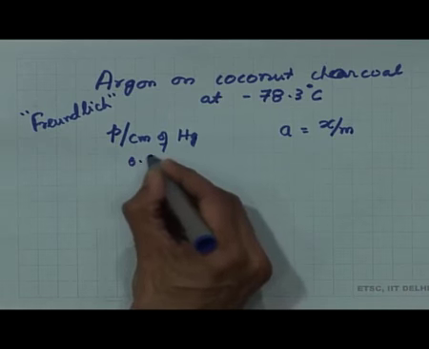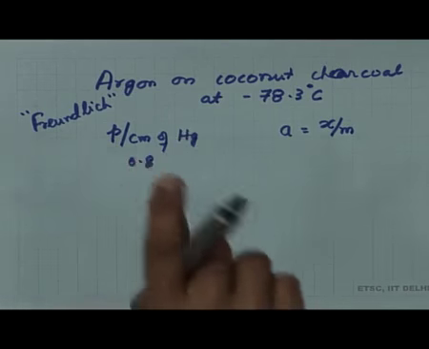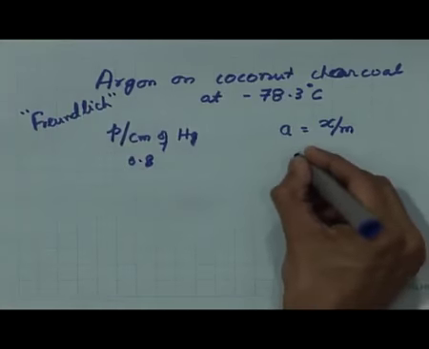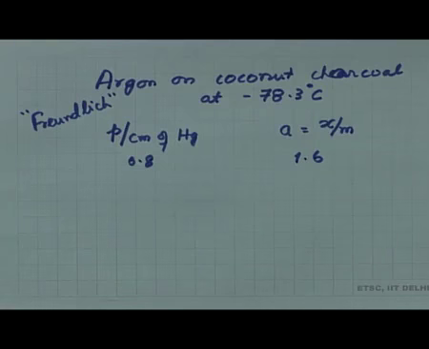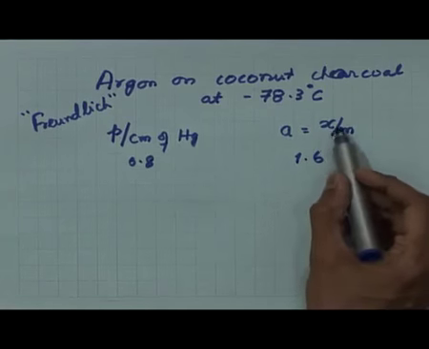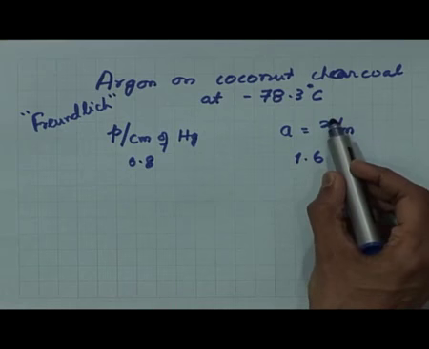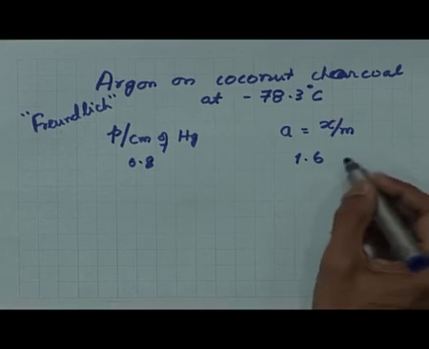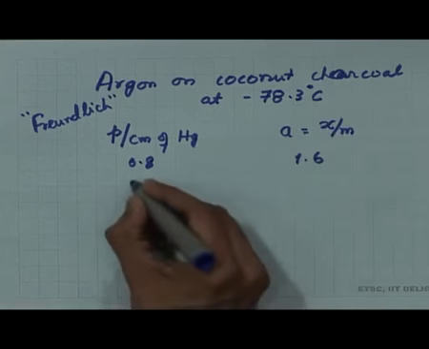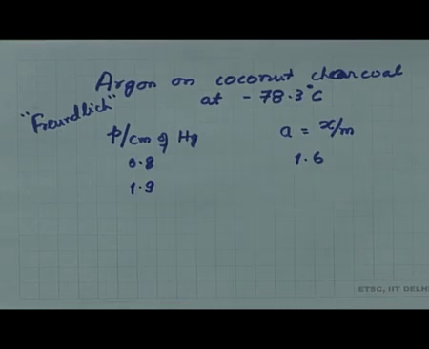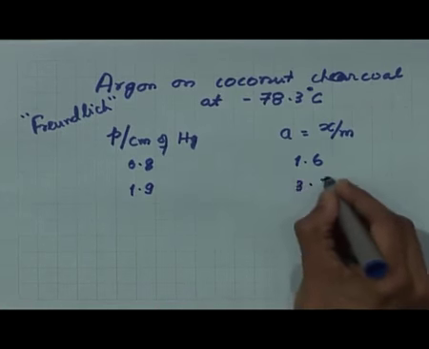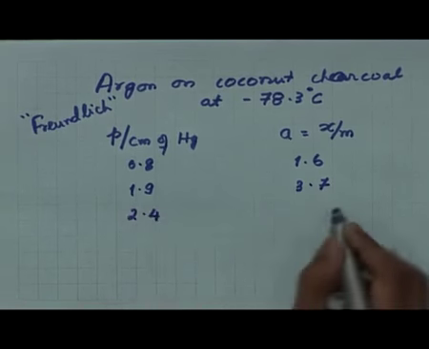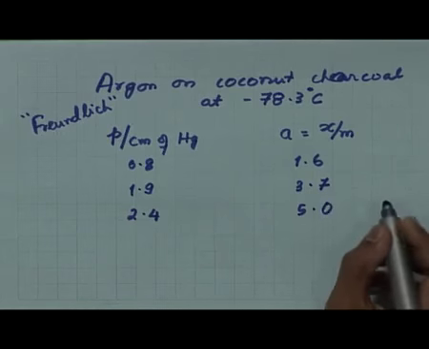So, at 0.8 centimeters of mercury, which is the pressure of argon on top of the solid, he measures the quantity A to be 1.6. Note that this is unitless because this is the ratio of the mass of gas adsorbed per unit mass of the catalyst, in this case coconut charcoal. When you have 1.9 centimeters of mercury, he says A is 3.7. At 2.4, you have 5.0.